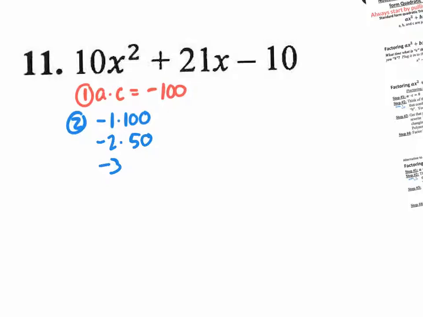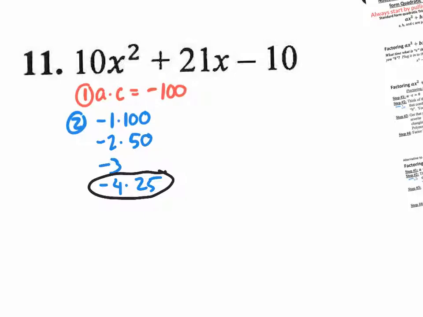Negative 3 times, that doesn't work. Negative 4 times 25. If I add that, does it give me 21? Yeah, okay, so I'm done. Don't make your list if you already found your pair of numbers, right? We could stop right here. I don't have to continue to negative 5 times 20 or anything else, right? That's it.